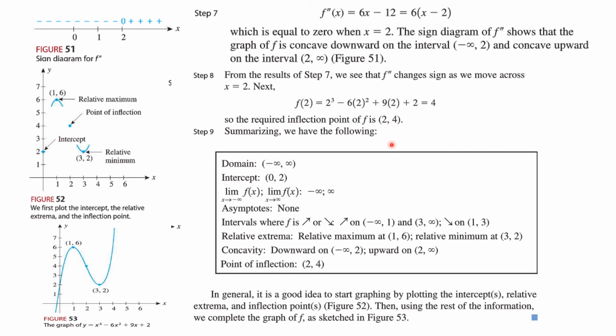So if we summarize all that information, we have all of this. So now we're going to use the intermediate value theorem for continuous functions, and polynomials are continuous, to connect the dots. And this is what the graph looks like at the end of the problem. Pretty good example, huh?